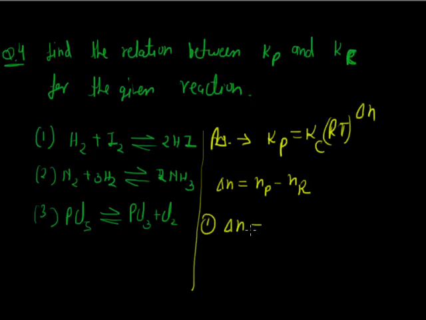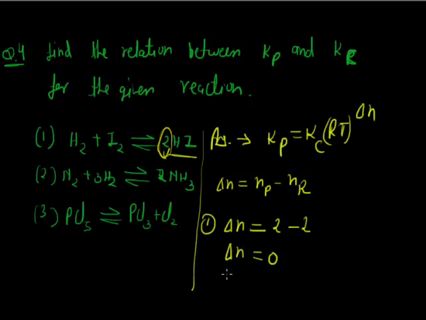Now delta N becomes, here the product is 2HI, so its moles is 2. This coefficient denotes the moles. So the moles of HI, that will be the product for the forward reaction, it becomes 2 minus moles of reactant. Here is 1 mole of H2 and 1 mole of I2, so moles of reactant is again 2 total. Now delta N equals 0.